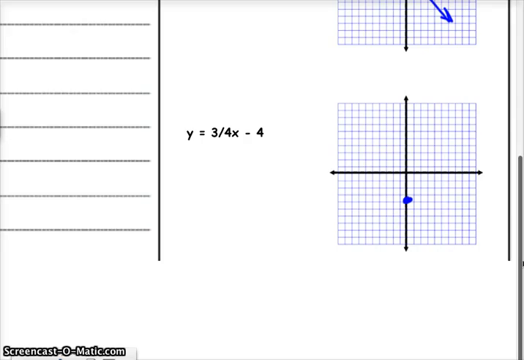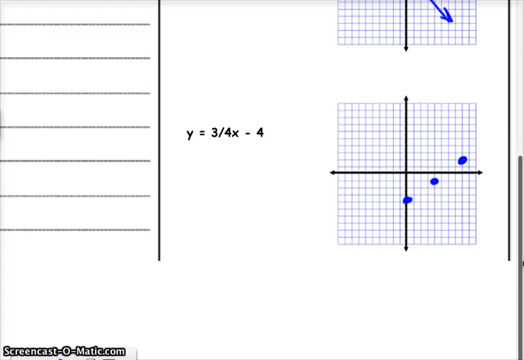So up 3, rise over run. Rise up 3: 1, 2, 3. Run 4 spots: 1, 2, 3, and 4. Rise over run. To go to the left, I do the opposite.